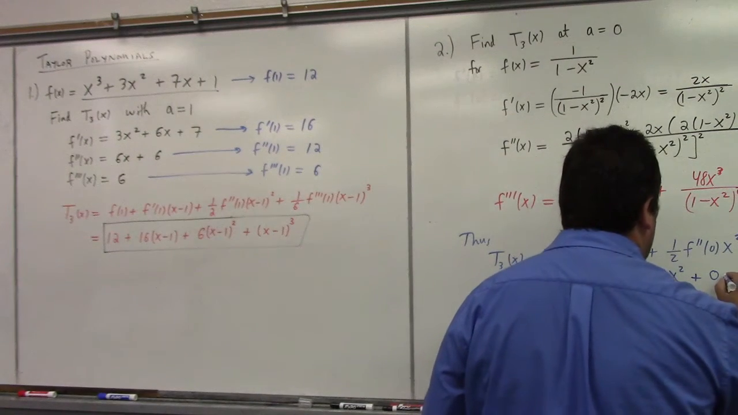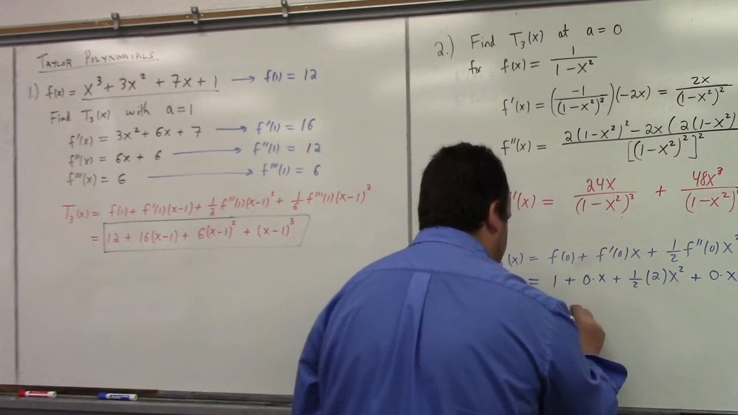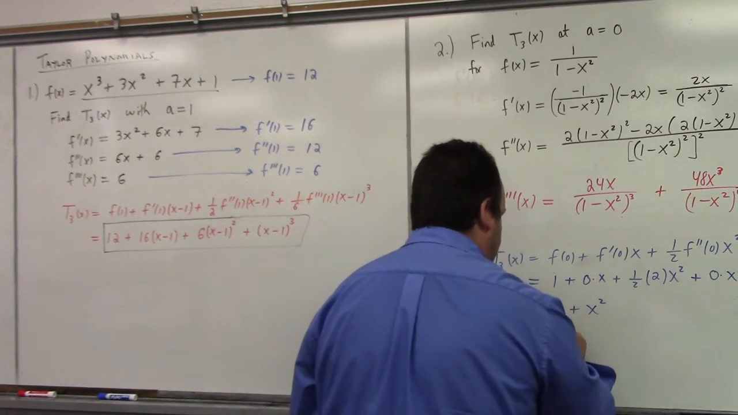All right. So what is T3? In this case, it is 1 plus x squared. There you go.